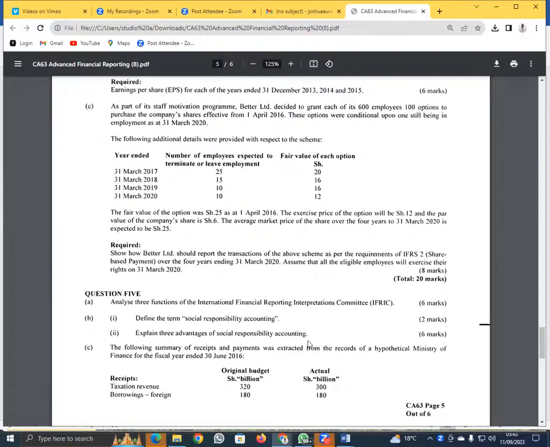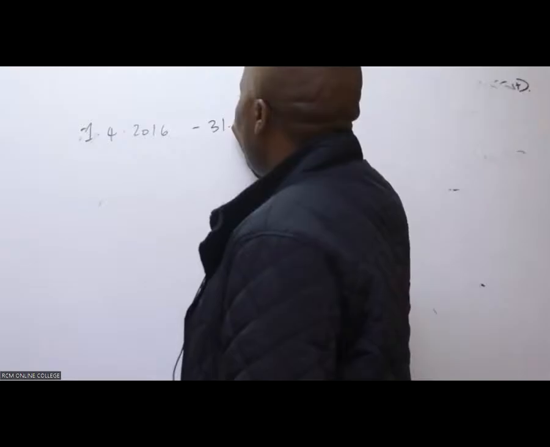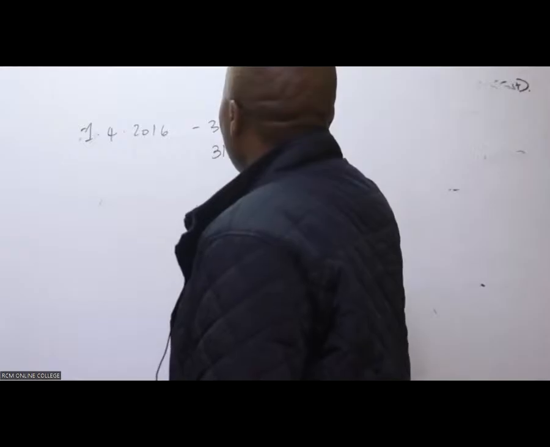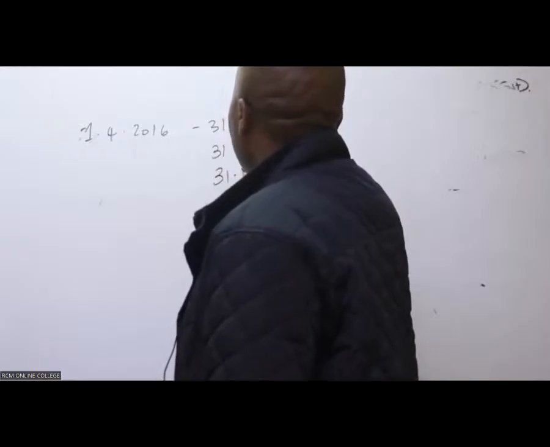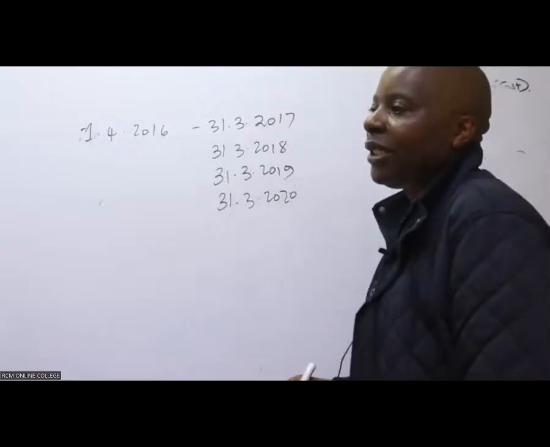So we have here 1st April 2016. Then we have 1st April 2016 to 31st March 2017. So we have 31st March 2018, the second year, 31st March 2019, the third year, 31st March 2020. So those are 4 years in total.